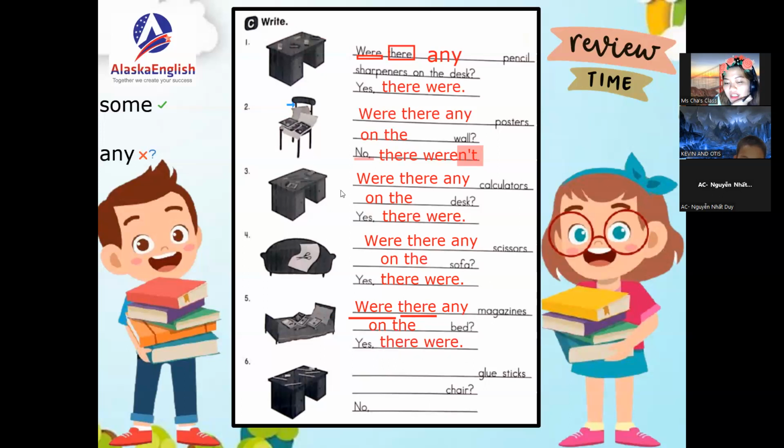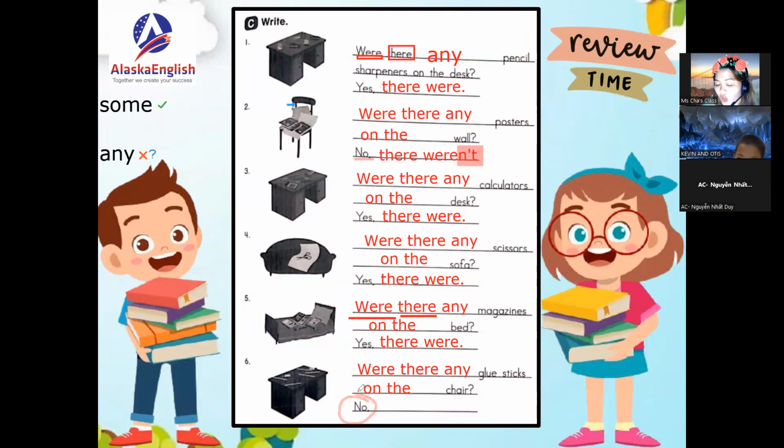How about the last one? How can you make a question? Were there any glue sticks? Complete the question. Were there any glue sticks on the chair?